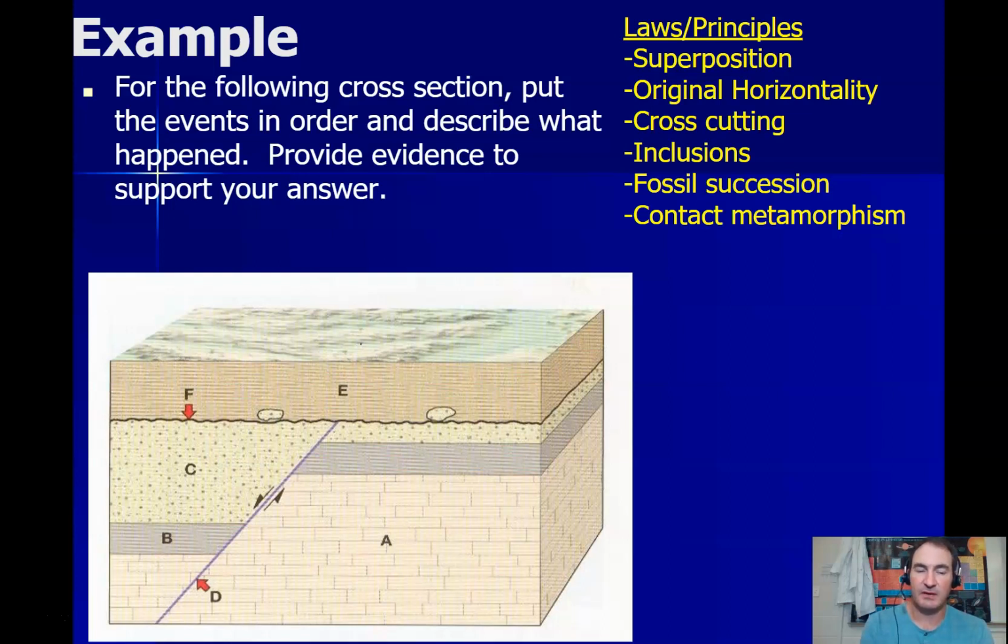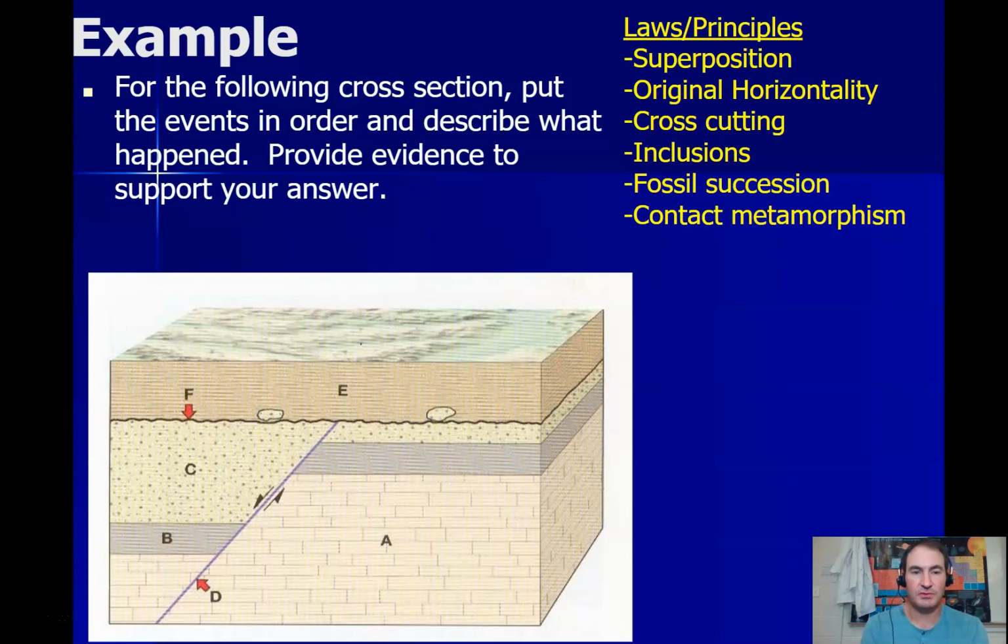How do we know that? What principle did I just use? The law of cross-cutting relationships, right? Cross-cutting relationships is what we use when a fault cuts through rocks or an intrusion cuts through rocks. Our other two events are the erosion event and the sedimentary layer on top.